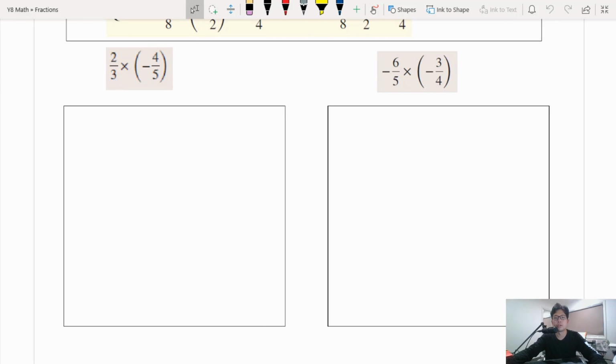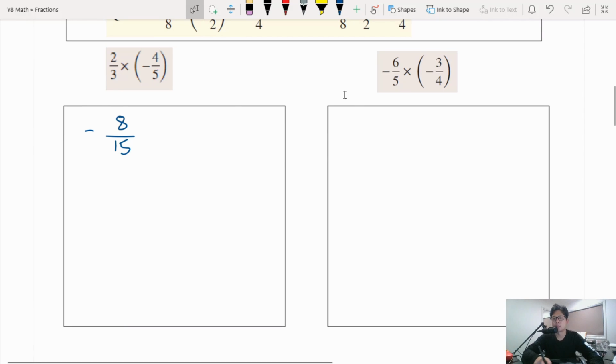Alright, so let's go through a few examples before you go off and have a go by yourselves. We have 2 over 3 here multiplied by negative 4 over 5. So that is one positive and one negative fraction. So that means our answer will be a negative. So we have 2 times negative 4. That gives us negative 8. Over 3 times negative 5. That gives us 15. So our answer is negative 8 over 15.